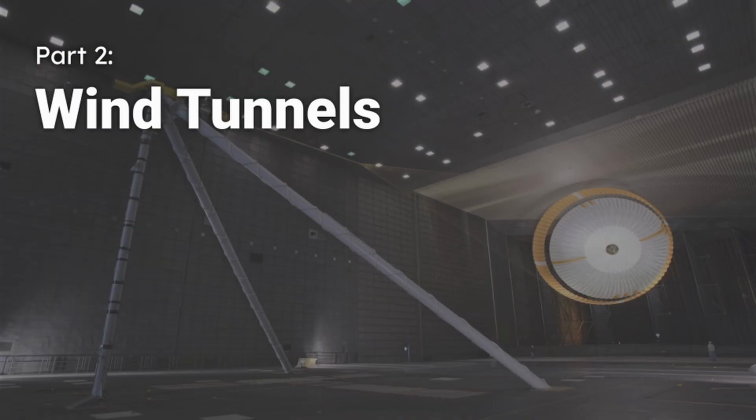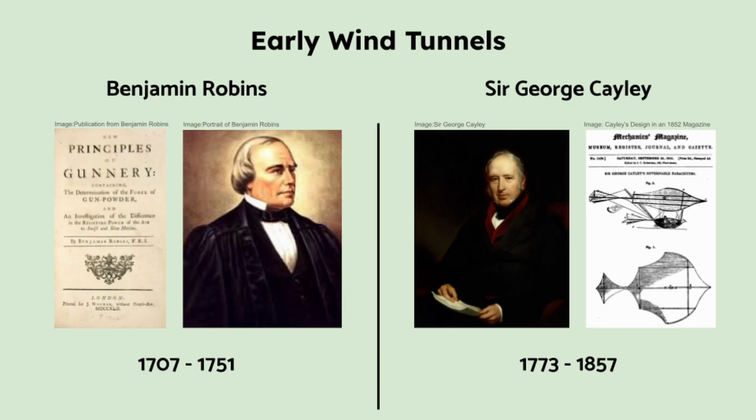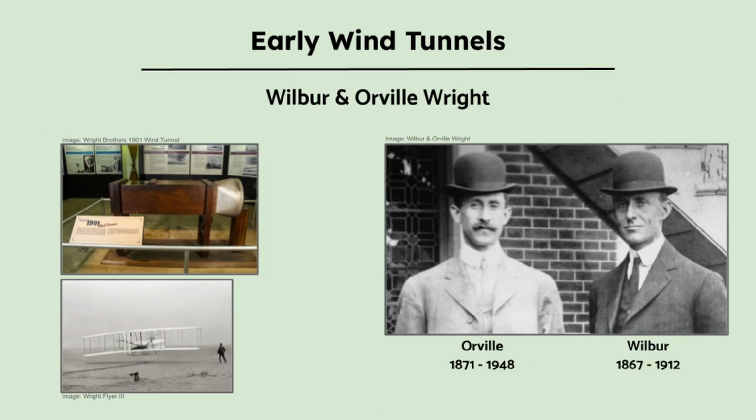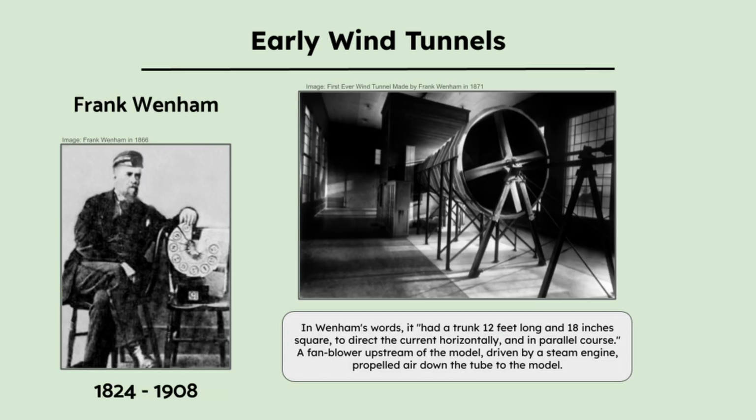The first known aerodynamic testing devices were invented by Benjamin Robbins and Sir George Cayley, both men considered pioneers of aerodynamic study. These men made long arms attached to a rotating body to study the aerodynamics of different shapes. This paved the way for the Wright brothers to employ a similar method to find the optimal airfoil for their Wright Flyer. The first wind tunnel was created in 1871 by Frank Wenham.